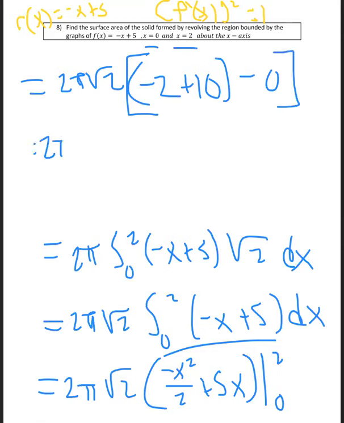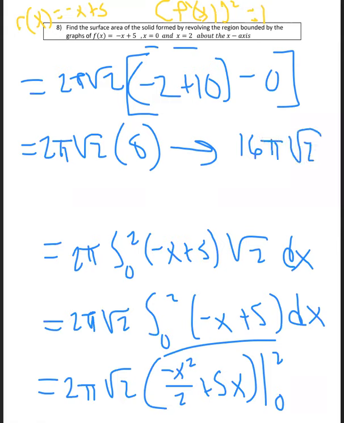2 pi radical 2. This is just 8. So then your final answer is 16 pi radical 2. And that's the answer for that problem. Yeah, so it's not too bad.